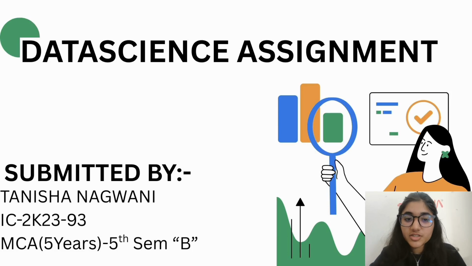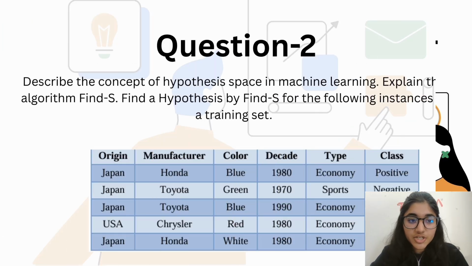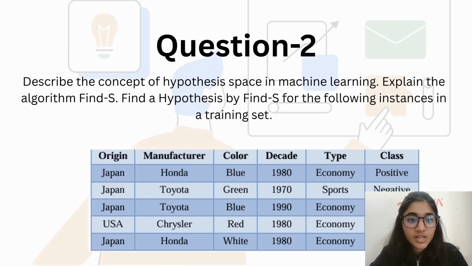Now, moving on to question 2 of the data science assignment. The question says, describe the concept of hypothesis space in machine learning. Explain the algorithm Find-S. Find the hypothesis by Find-S for the following instances in a training set.